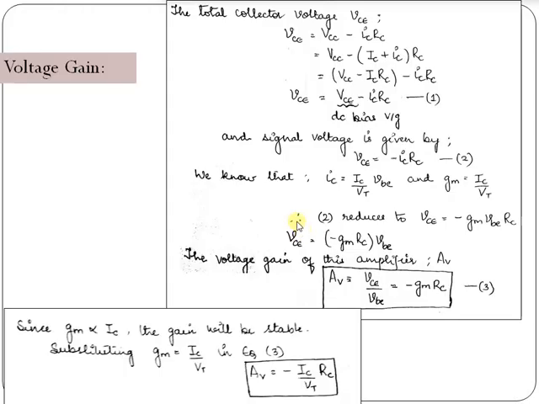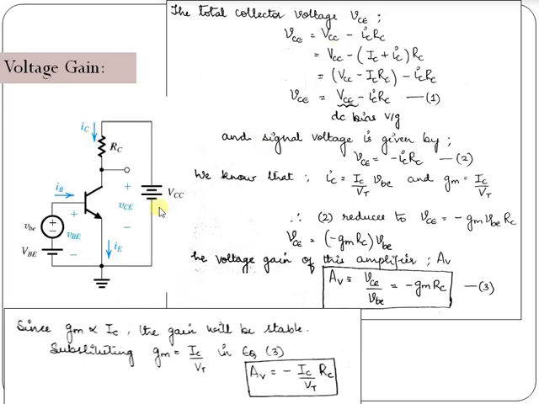Next we need to compute the voltage gain. From the circuit that we had initially considered, VC corresponds to the collector to emitter voltage, which is measured at the output side, and this is computed as VCC minus ICRC. We are considering both DC and instantaneous values here, so the instantaneous collector current is IC plus small ic, and VCE will be equal to VCC minus ICRC.